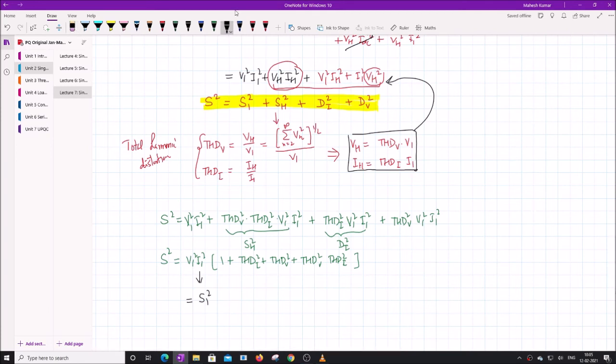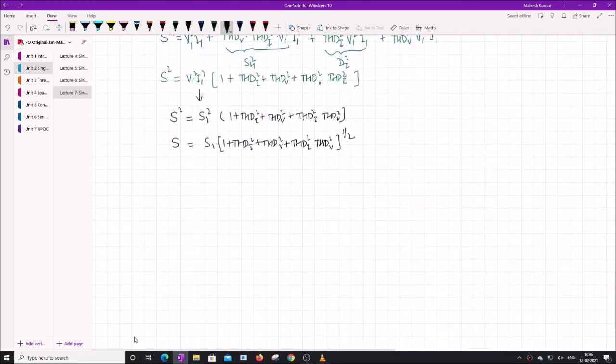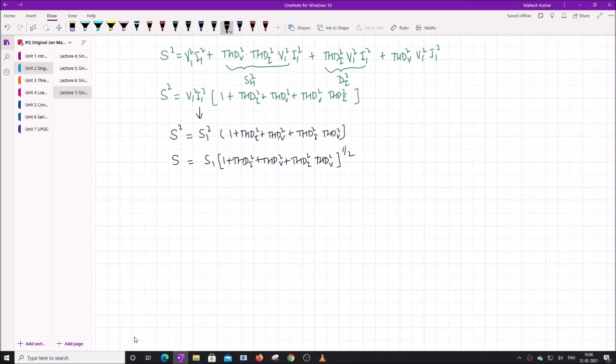This becomes into here 1 plus THD_I square, THD_V square plus THD_I square and THD_V square. Or S equal to S1 times 1 plus THD_I square plus THD_V square plus THD_V and I square. The whole thing is square root of this. So you see that S is S1 times this factor.